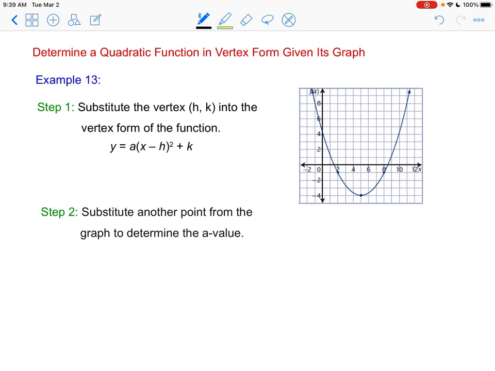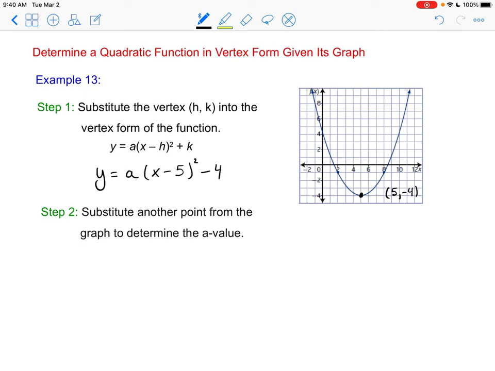So we look at the vertex of the graph, which is right down here, which you should be able to count off as 5 in the x direction, and we're down -4 in y. So we will be able to write our vertex form here as (x minus 5) squared minus 4. Right?